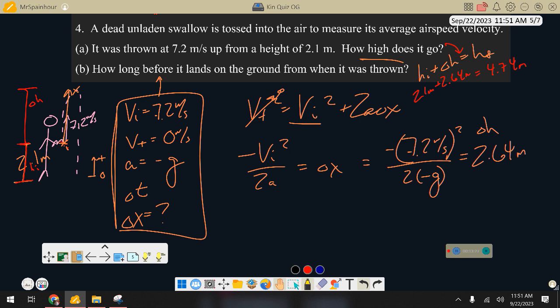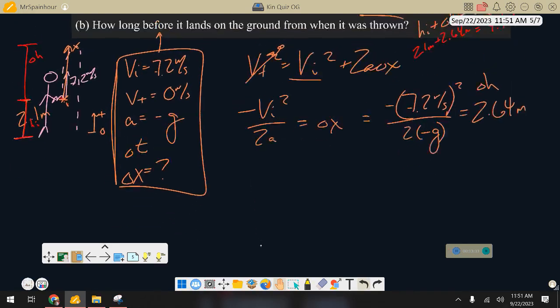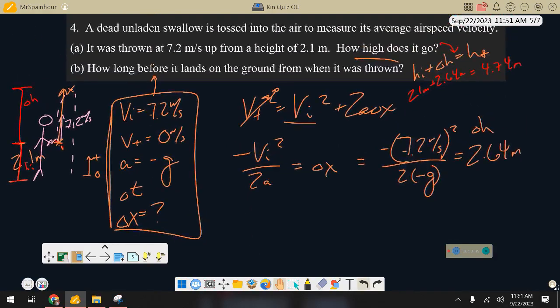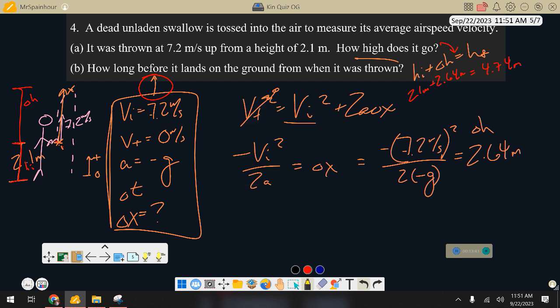For part B, there's a couple ways you can do it. Why are you not listening to me? Come on, here we go. The first way is this. I already know stuff on the way up already. So I'm just going to go ahead and do a little bit of math right now and find out this time. Now that time is not the total time before it hits the ground. That is just the way up, but I could still use this.